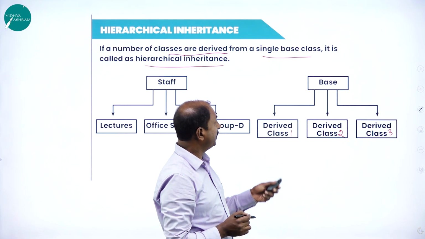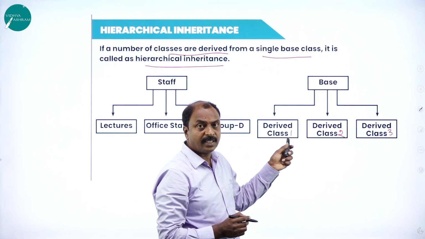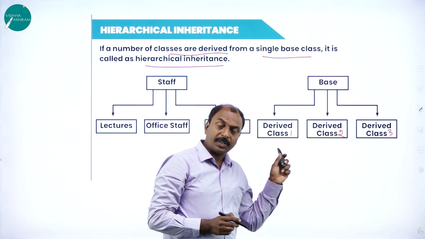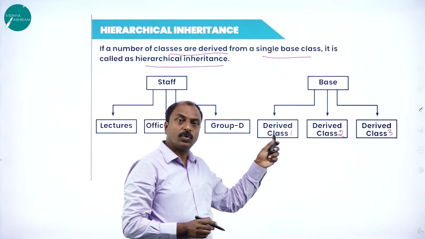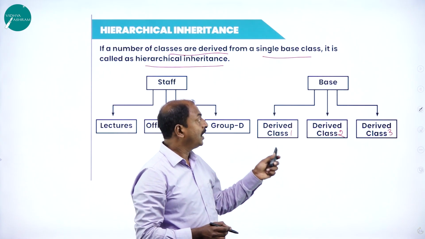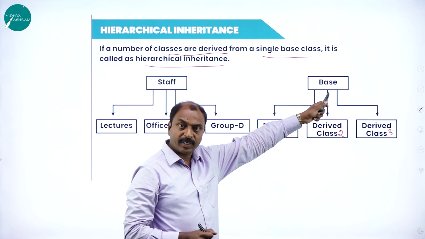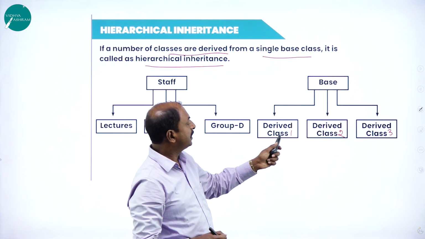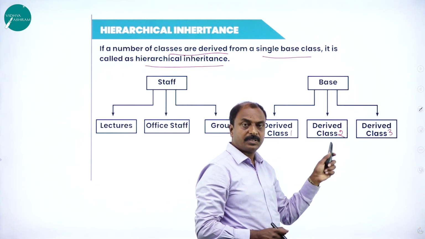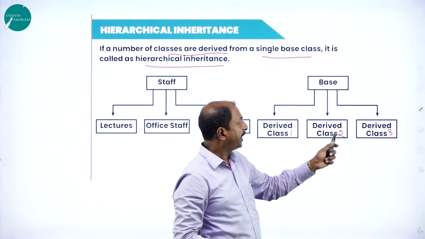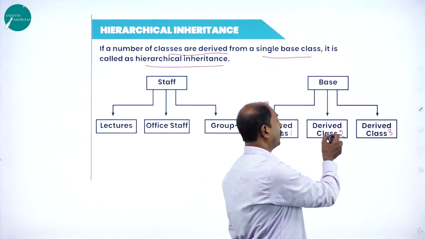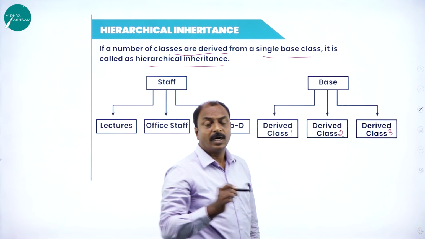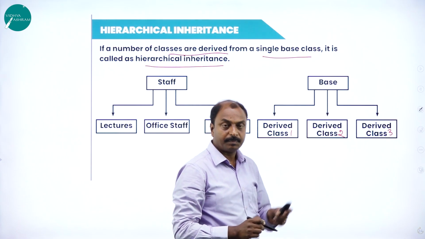So, in this example, this derived class has its own properties or it can have its own data members and member functions along with the few member functions or data members of base class. So, similarly derived class 2 acquires the properties from base class along with its own data members.